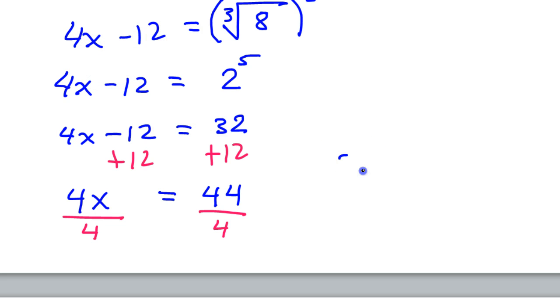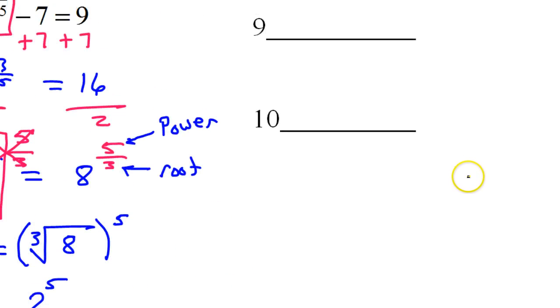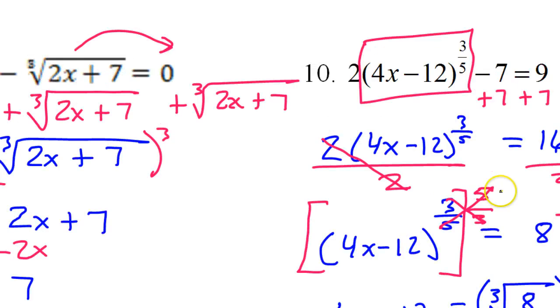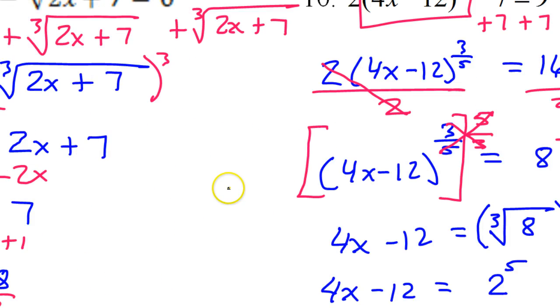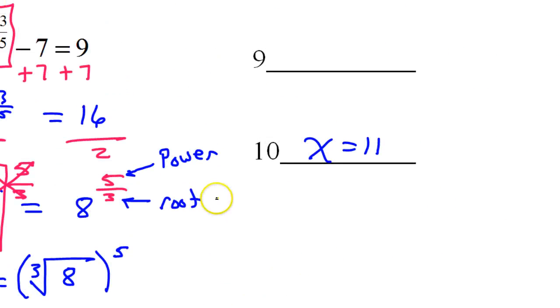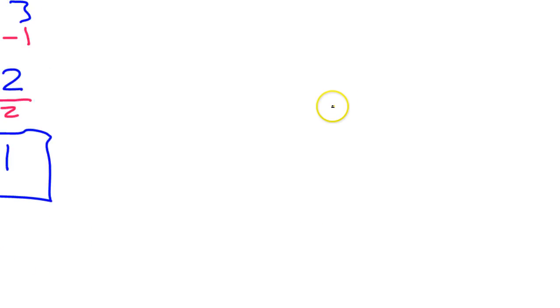Everybody's a winner. So that's going to give us x equals 11. Okay, there you go. Guess I should put that on the answer line. It's number 10. Number 9 was 4. Am I all caught up?